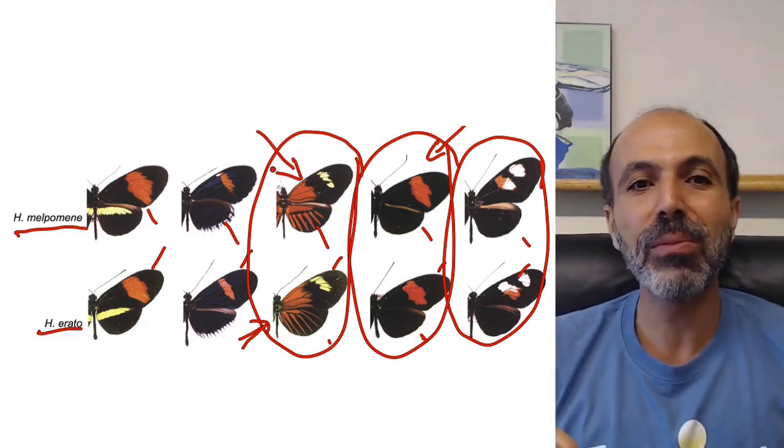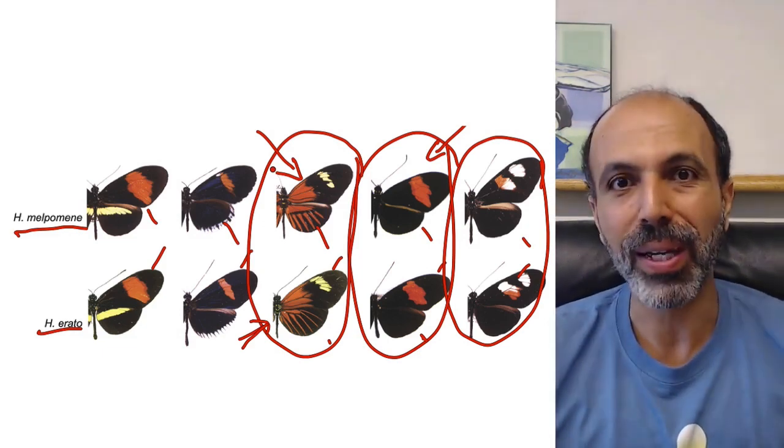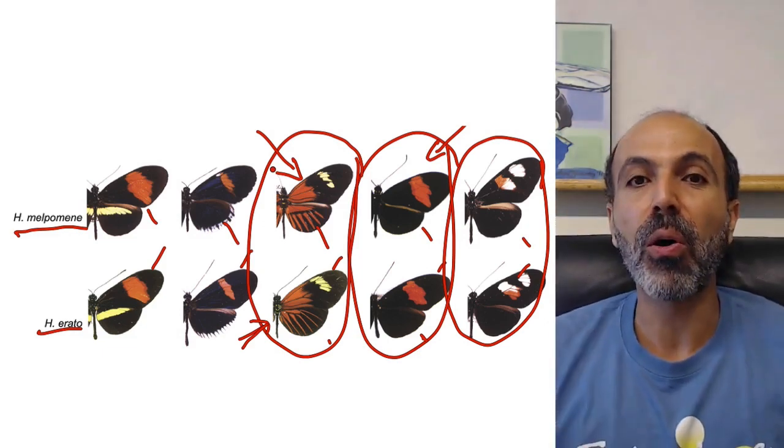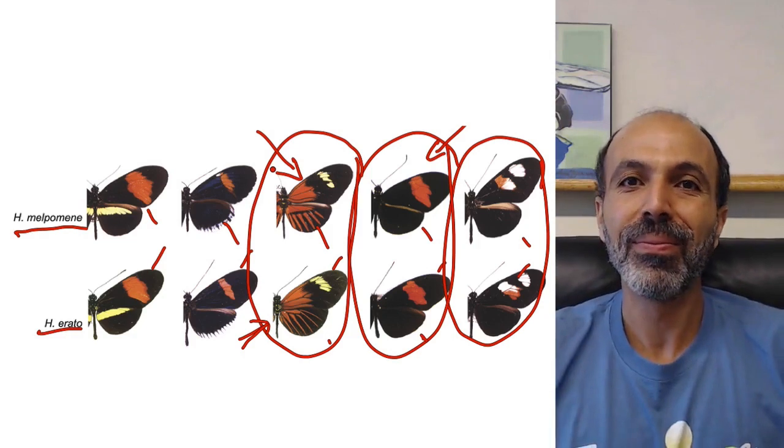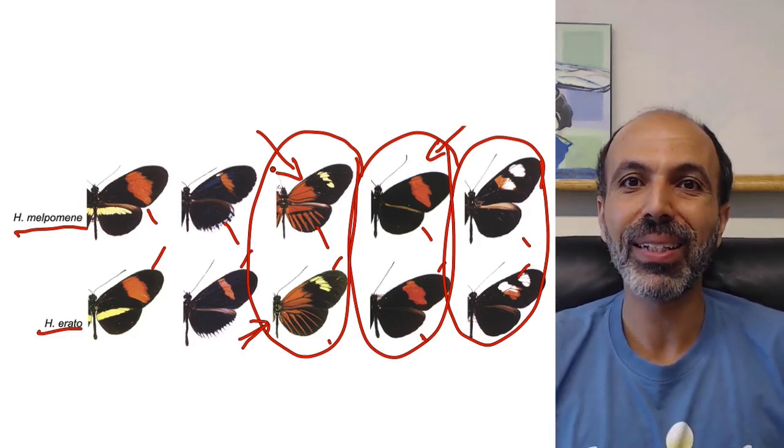In the case of Batesian mimicry, the advantage is only to the mimic. In this case, the advantage is for all the models to come together. It's a really elegant case of natural selection, don't you think?